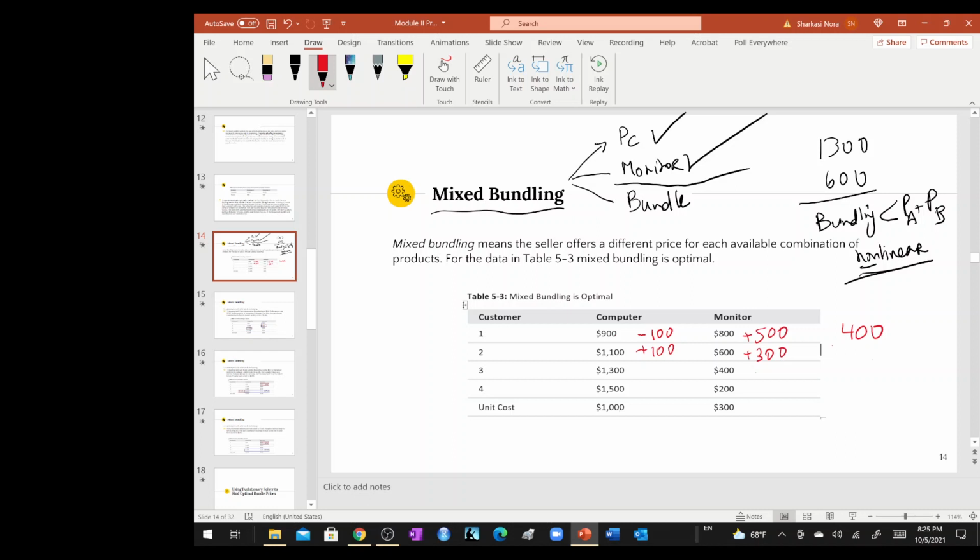Total is 400. It just happened. 300, 100, 400 again, 500, and minus 100, and 400. Let's say that you arrived at different numbers here. You take the average. The average here is 400.